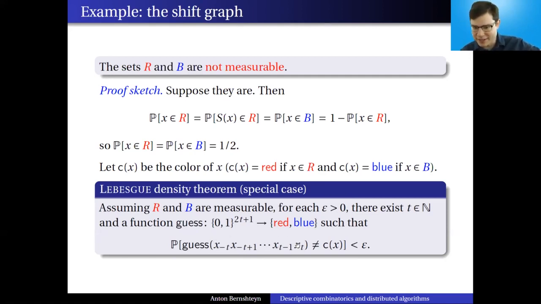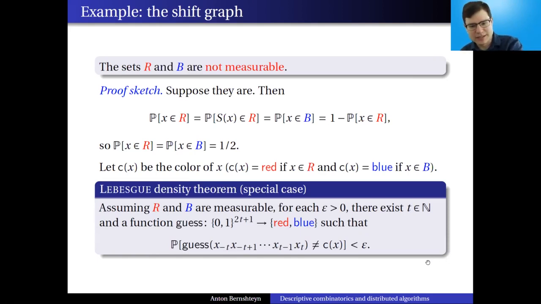if you apply the guessing function to them, and the guess is some color, either red or blue, the probability that the guess is wrong, i.e. different from the actual color of x, is less than epsilon. So again, it just says that you can make a pretty good guess, very unlikely to be wrong about the color of x, just by looking at a sufficiently large finite chunk of the infinite sequence. This is just a property of measurable sets. Does it make sense?